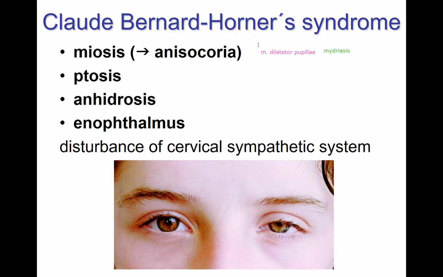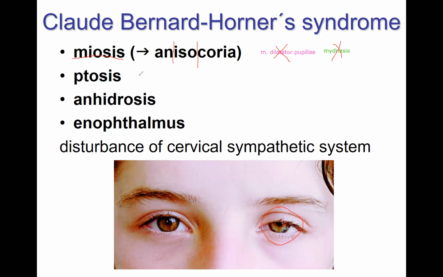If there is no function of the dilator, there is no mydriasis. There is the opposite one, which is called miosis. It's usually on one side, as you can see here. And if it's different in the right and left eye, we call it anisocoria. Coria is another term for pupil. Iso means similar, identical, and aniso means not identical. Anisocoria means that your pupils are not identical as for their width.